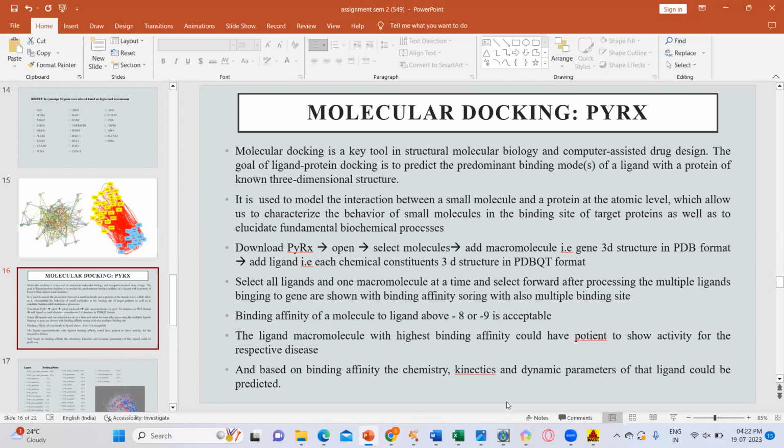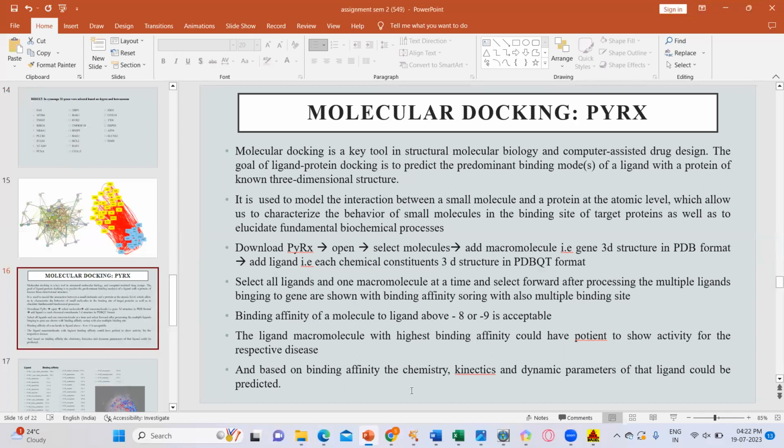Now, the first step is to download PyRx, open it, select molecules, add macromolecules, that is the gene 3D structure in PDB format. And next add the ligand, that is each chemical constituent 3D structure in PDBQT format. Select all the ligands and one macromolecule at a time and select forward. After processing, the multiple ligands binding to the gene are shown with the binding affinity score, also with multiple binding sites.